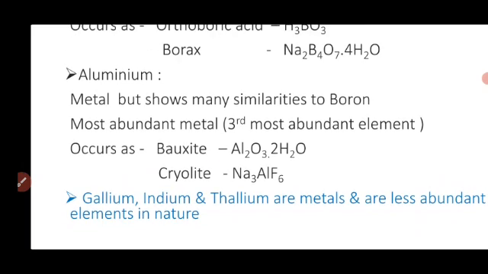Now, where it occurs, in which cities, that is mentioned in the textbook, please go through it. Even though there are other forms also, these two are the minerals of aluminium. And out of that, bauxite is an ore of aluminium, meaning aluminium can be extracted from it. Now, what about the remaining elements? Gallium, indium, and thallium. These are metals and they are very rare, that is, less abundant elements in nature.